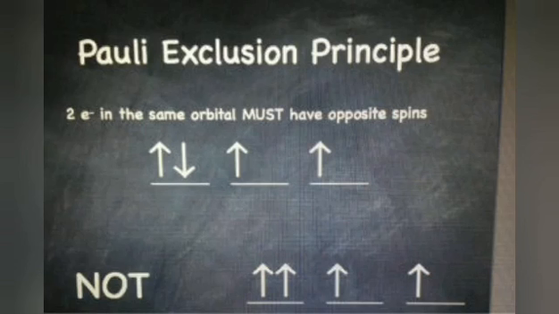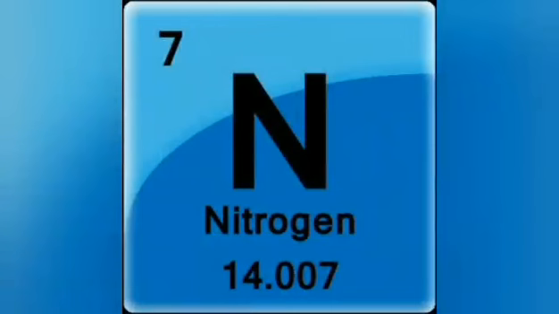Pauli exclusion principle. According to the Pauli exclusion principle, no more than two electrons can occupy an orbital, and these two electrons must have opposite spins. This is why an s orbital can only hold a maximum of 2 electrons. A set of p orbitals can hold a maximum of 6 electrons. D orbitals 10 electrons, f 14 electrons, and so on.